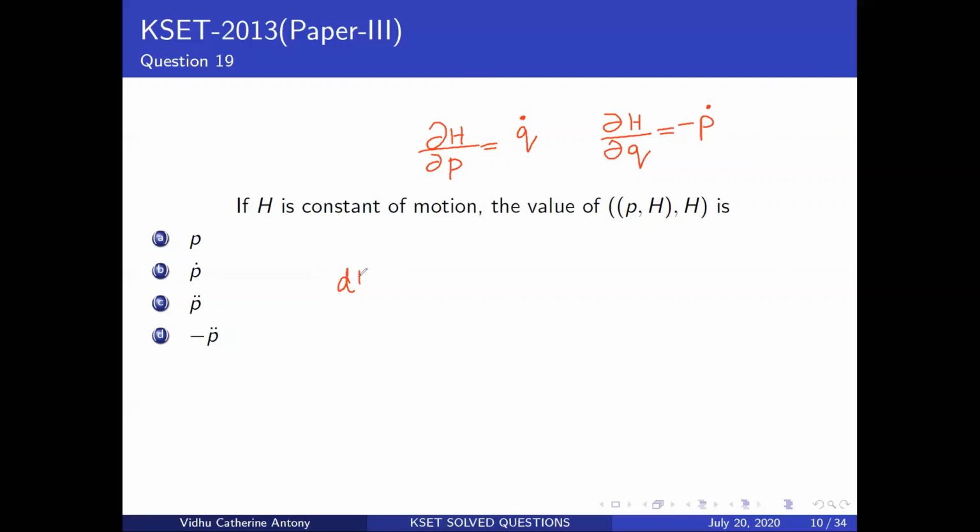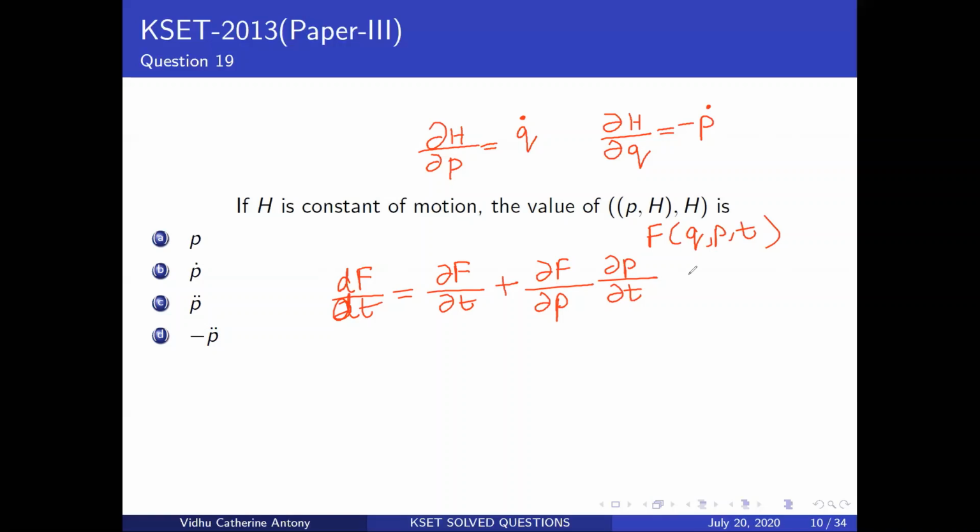I had df/dt is equal to ∂f/∂t plus ∂f/∂q into q dot plus ∂f/∂p into p dot, because I told you f is a function of q, p, and t. So this is quite understandable. I'm going to do the same thing for the other one. So this is basically going to give you a q dot. This is going to give you a p dot.